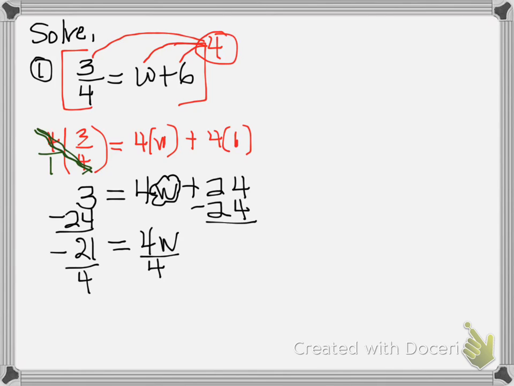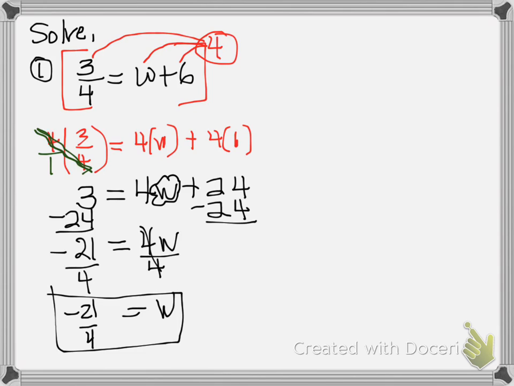Negative 21/4. These 4's divide out, so W is equal to negative 21/4. Okay, again, that is not how they show it in explain. In explain, they want you to keep the fractions in and find that common denominator.